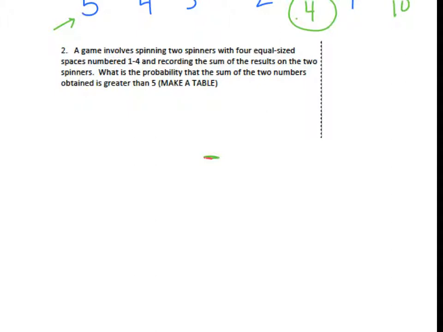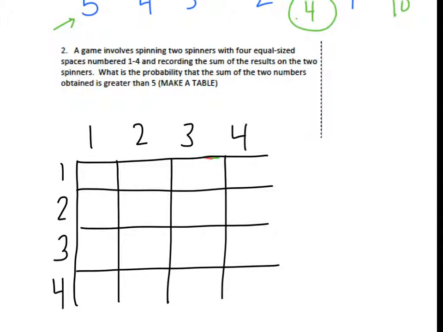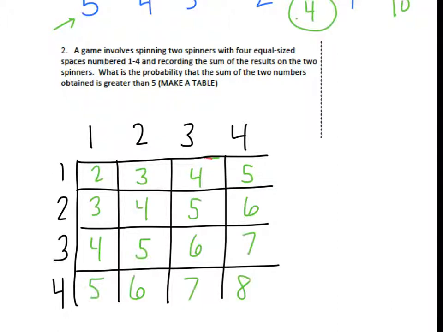So just like I've been saying for the last 2 weeks, make a table. You've got the first spinner, which has a possibility of 1, 2, 3, 4. And you have the second spinner that has a possibility of 1, 2, 3, 4. Now if we fill in our table with all the sums, 1 plus 1 is 2, 3, 4, 5. Fill in the rest of that table there.